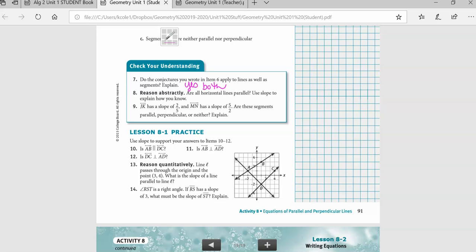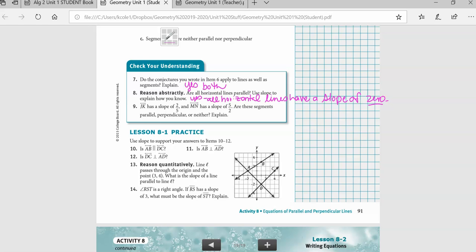Number 8, are all horizontal lines parallel? Use slope to explain how you know. So yes, all horizontal lines have a slope of what? That's correct. 0. I know you said that from your bedroom.